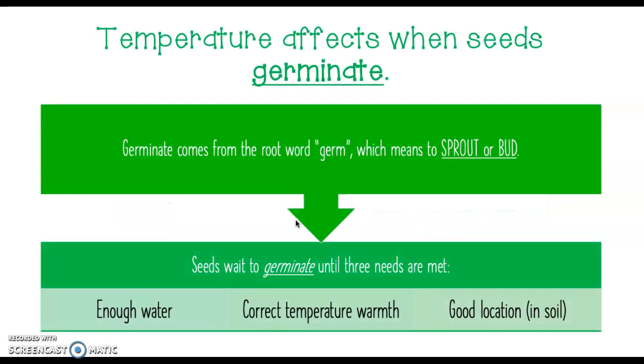All right. Temperature also affects when seeds germinate. Ooh, a new word, germinate. Germinate comes from the root word germ, which means to sprout or bud. So when you think of germinate, think of sprouting or budding. Seeds wait to germinate until 3 needs are met. So the seeds need enough water, they need a correct temperature warmth, so they need warm weather, and they need a good location for soil. Okay, so those are the 3 things that seeds wait for in order to sprout.